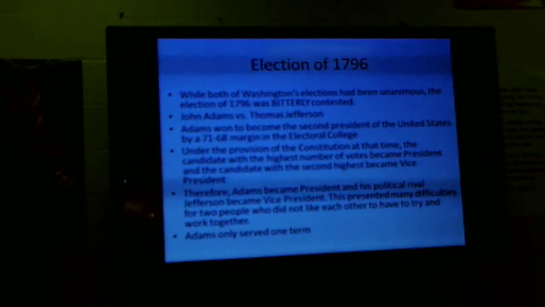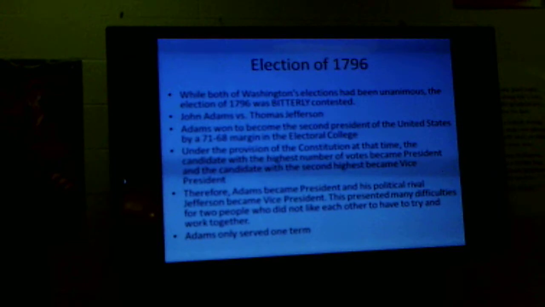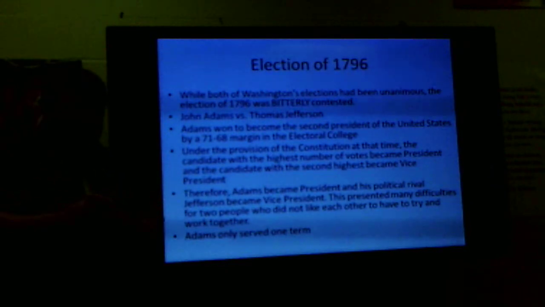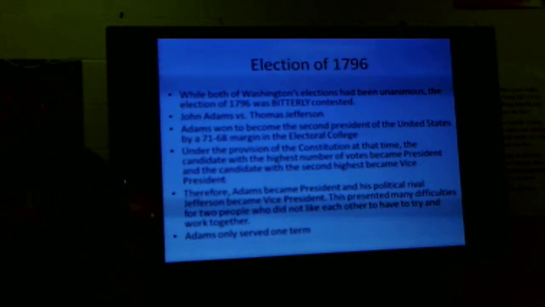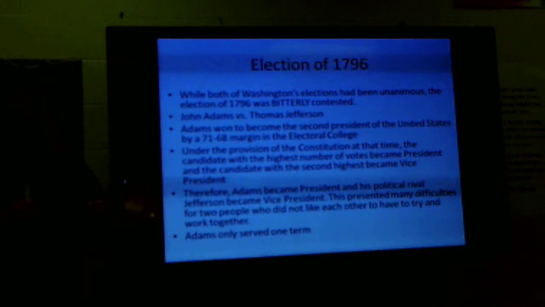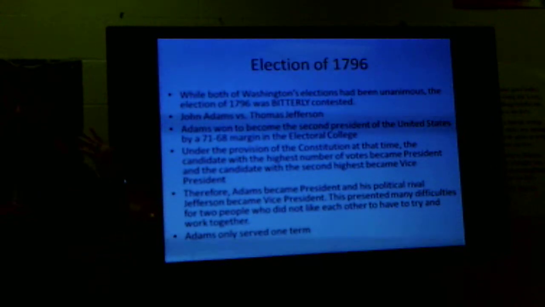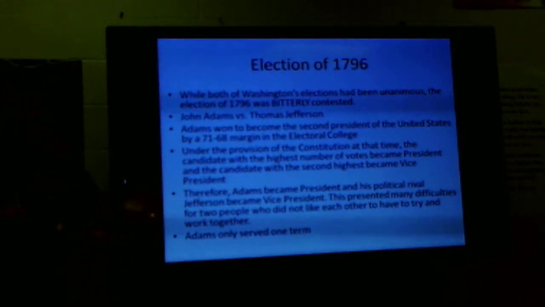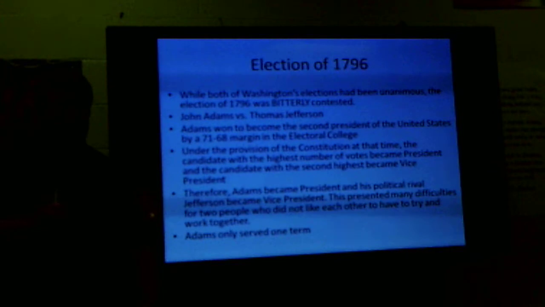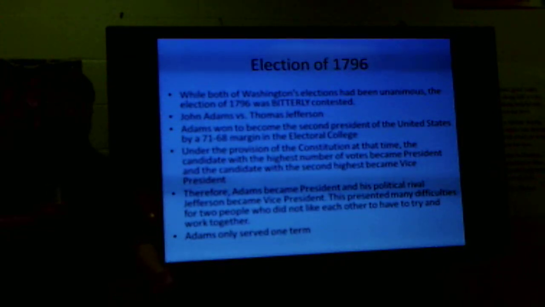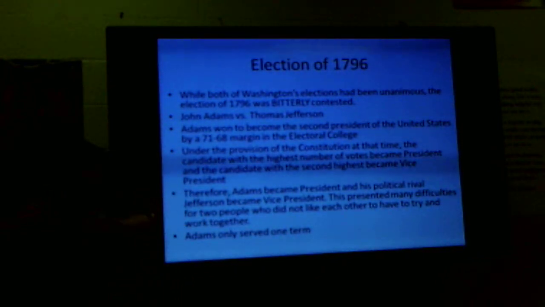So Adams won to become the 2nd president of the United States by a 71 to 68 margin in the Electoral College. However, there was a little hiccup in the way things were done at that time. Whoever came first became president. Now today, if you come in second, that means you lost. But back then, if you came in 2nd place, that meant you became vice president. So the person with the most votes became president, and the person with the 2nd most votes became the vice president.